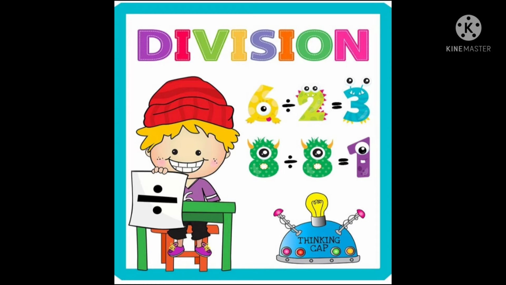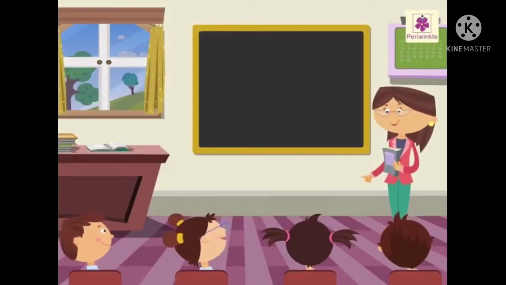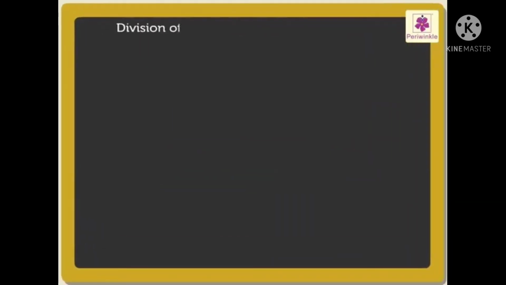Welcome to Maths class, Chapter 5, Division. Remember, division is a process of repeated subtraction. Watch the video. Division of 4 and 5-digit numbers by a 2-digit number. Let us solve an example to understand division of 4-digit numbers by a 2-digit number.